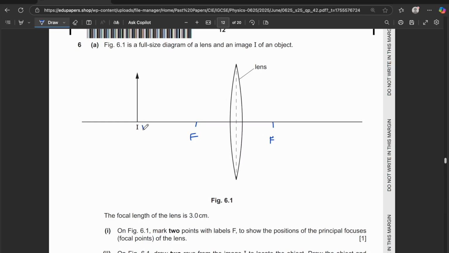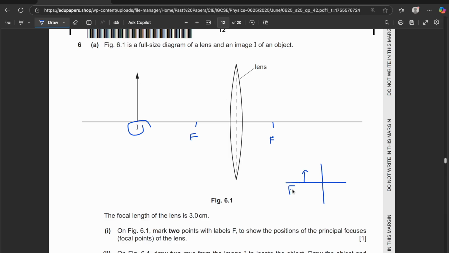So this is an image, so not the object. I'm assuming this is going to be a magnifying glass, because only then the image will appear like this here. So the object will be somewhere around here. You can guess that already. So on figure 6.1, draw 2 rays from the image to locate the object. Draw the object and label it O. So to visualize it better, I will draw the original process. Because this is like doing it in reverse.